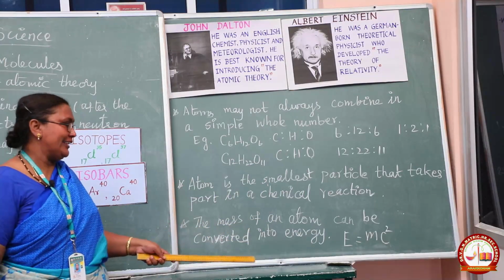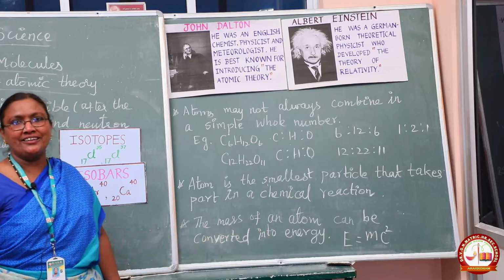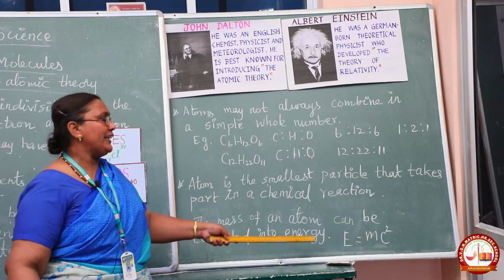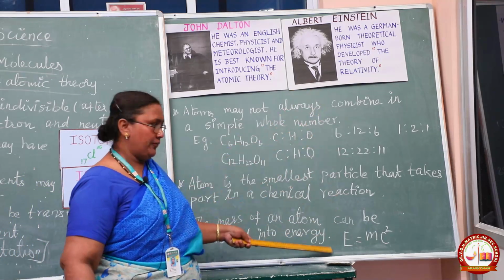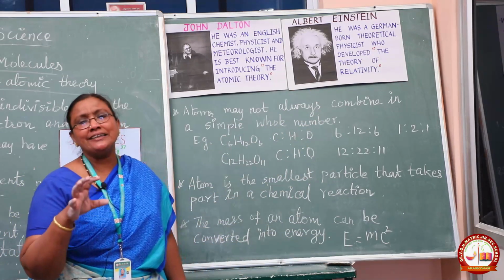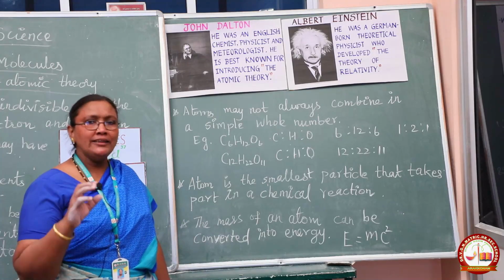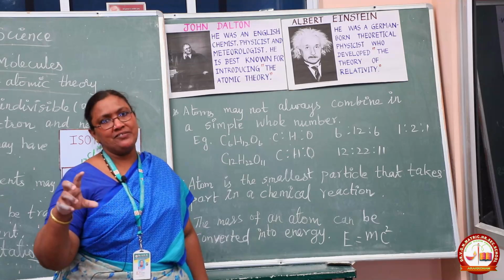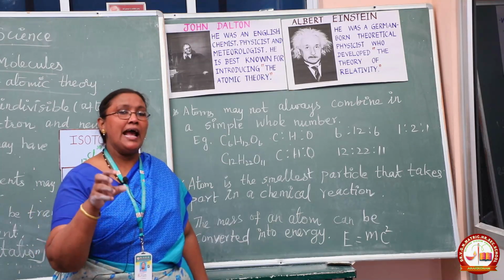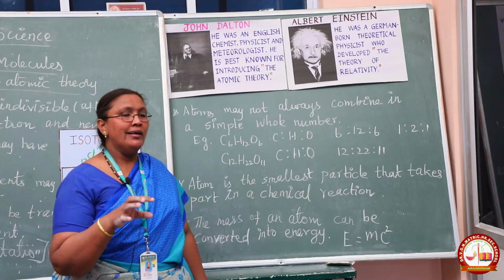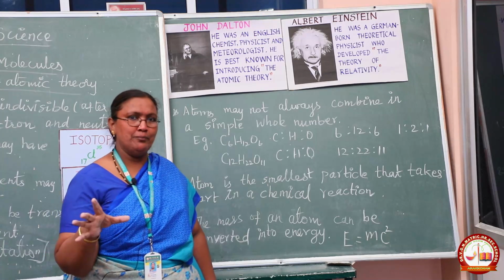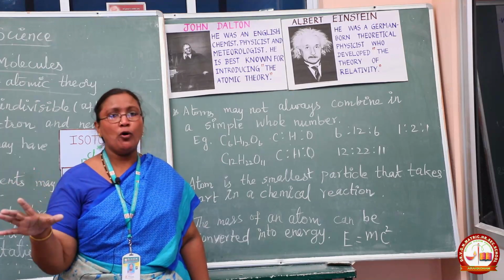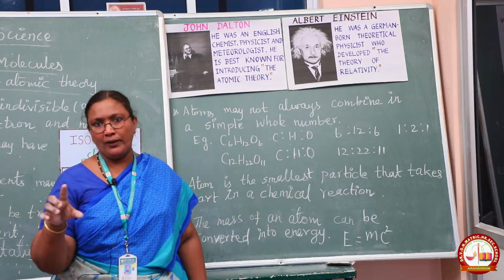The mass of an atom can be converted into energy. We are using the equation E is equal to mc square, Albert Einstein's equation. Why do we use that equation? Because all reactions must obey one law, the law of conservation of mass. Antoine Lavoisier told that law. The law says the total mass of the reactants will be equal to the total mass of the products. All reactions must obey that law.